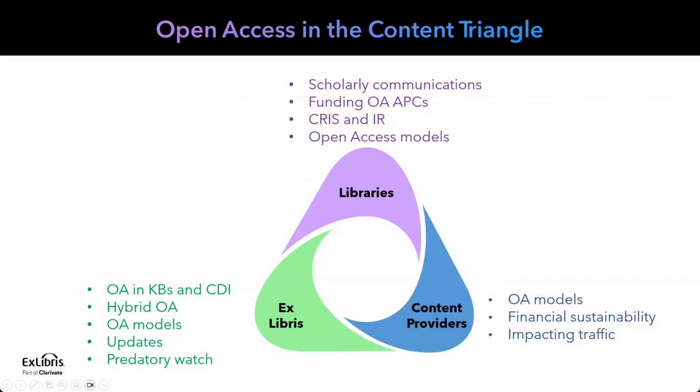Looking at the content triangle, libraries, content providers, and Ex Libris, open access impacts all the stakeholders and the processes between these triangle vertices. For libraries, managing open access stands on a large scale of interacting between the many units of the institution, from following up on scholarly communications, funding open access article processing charges, managing any CRIS system or institutional repositories, and following up on open access models, be it green, gold, diamond, subscribe to open, transformative agreements.